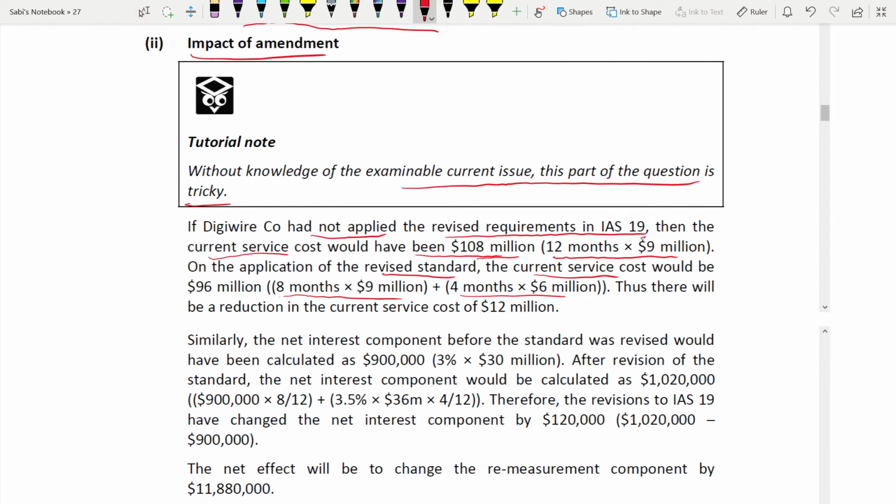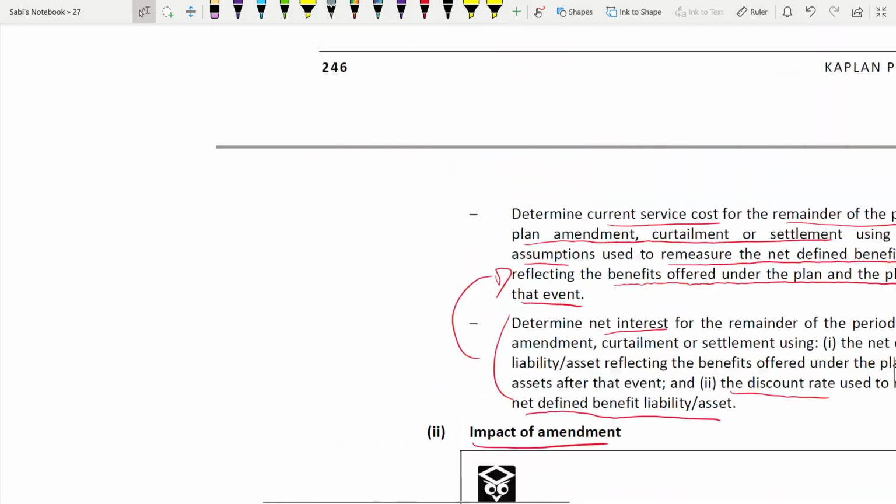This 9 million in the beginning it's only for the 8 months now. Later on it's 6 months. Sorry, it's 6 million for the 4 months. Let's see this.